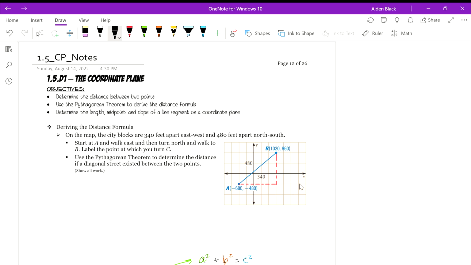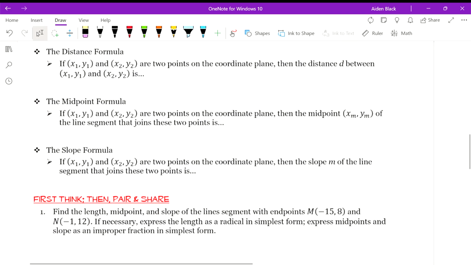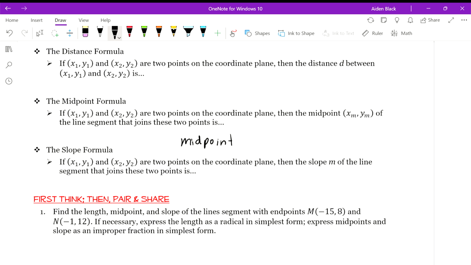So going through 1.5 for day 1, we already covered deriving the distance formula, but we also need to go over midpoint and slope of a line segment, but we'll go over midpoint here. So the midpoint formula, all it really is, is taking the average of your x's and taking the average of your y's. So midpoint is just, here's our x coordinate of the midpoint and our y coordinate of the midpoint.